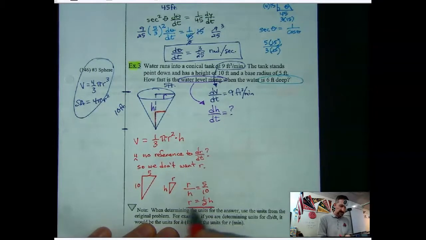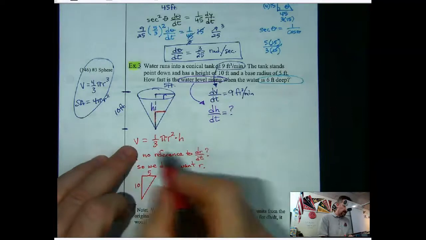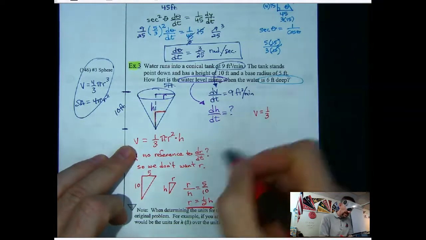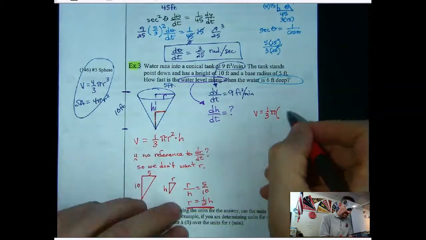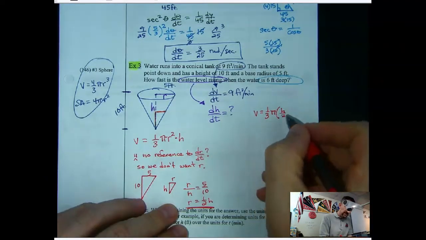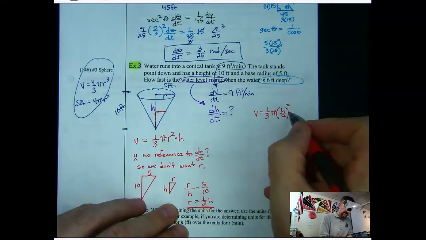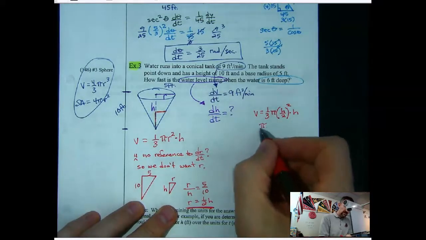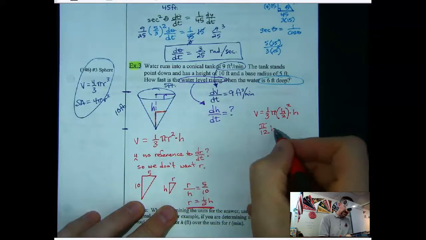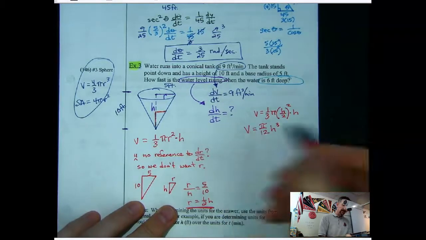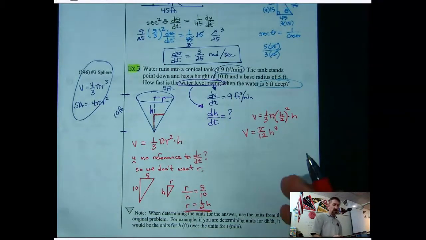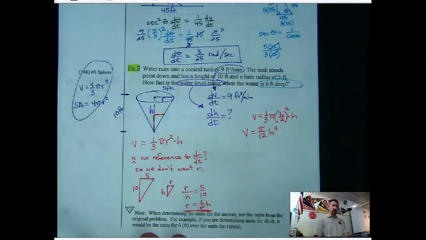So this is going to allow us to get rid of R. So now we're over here and we have volume equals 1/3 pi, and R is H over 2 or half H, however you want to look at it, and then times H. So if you square that, you're going to get H squared over 4. So that's going to be pi over 12 times H cubed. So this is kind of like a system of equations. It's not kind of like, it is a system of equations. We had 2 equations, and we substitute out that variable.